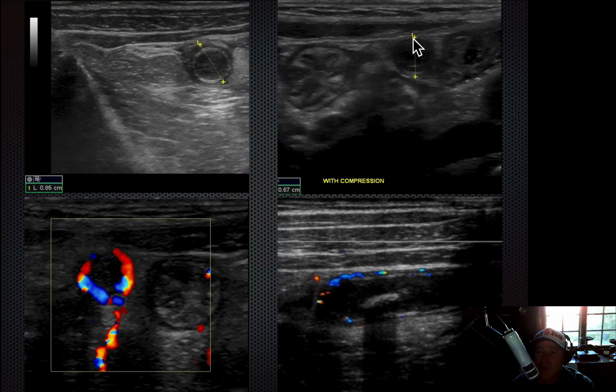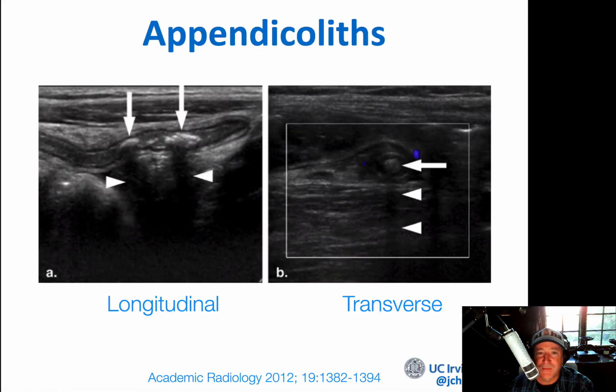And over here is your appendix, and maybe we're starting to lose some of those walls a little bit there, but 6.7, so that one just barely makes positive. This one's got, in a longitudinal plane here, we're seeing some hyperemia. We're seeing the appendicolith with its shadow there.